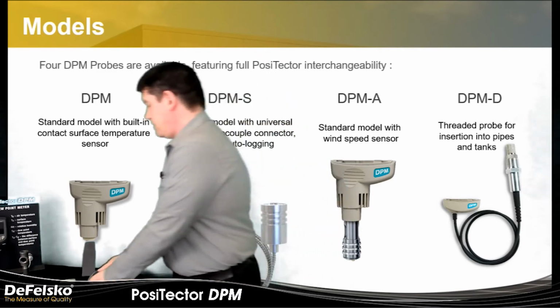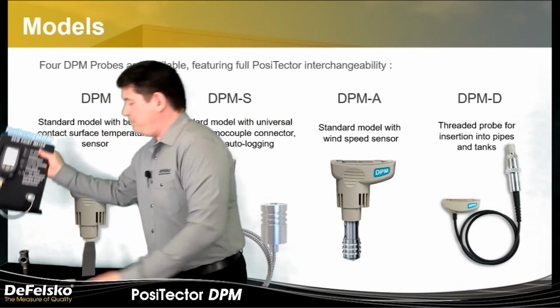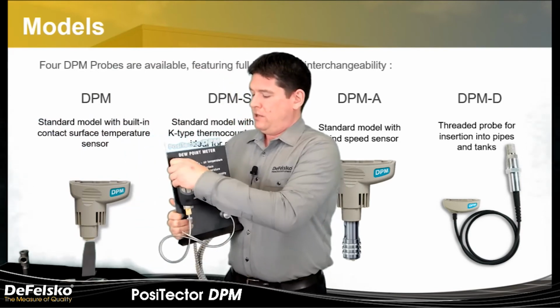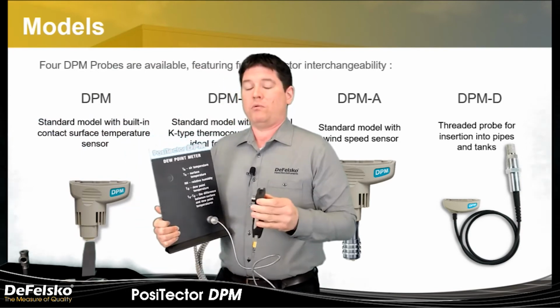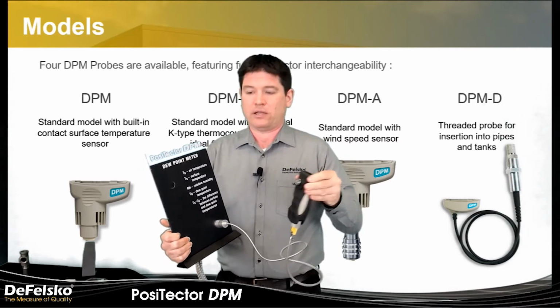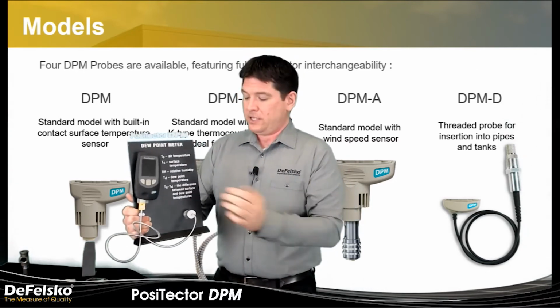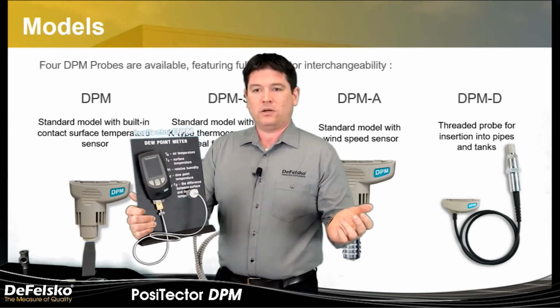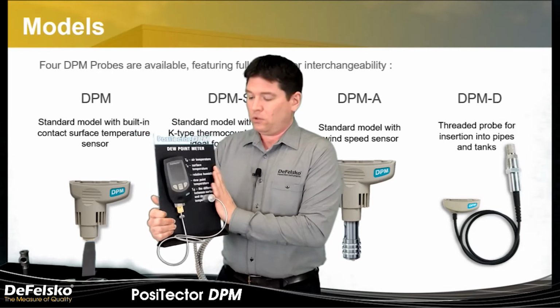Next, we have our PosiTector DPMS, and I'm going to use this little plate here because this really illustrates it. This plate is made of metal. The PosiTector DPMS we recommend for the auto logging feature. So this particular one has the magnet on the back of the rubber boot. You can see it sticks. I have the magnetic surface temperature probe. That sticks also. This is very handy for doing auto logging.